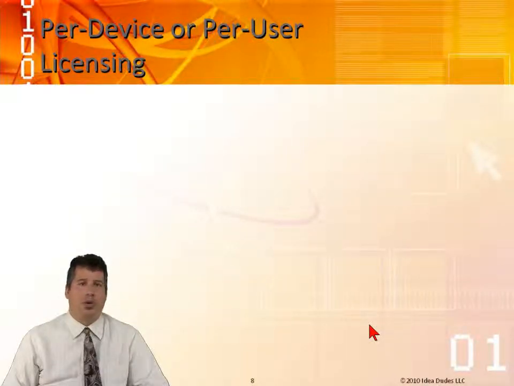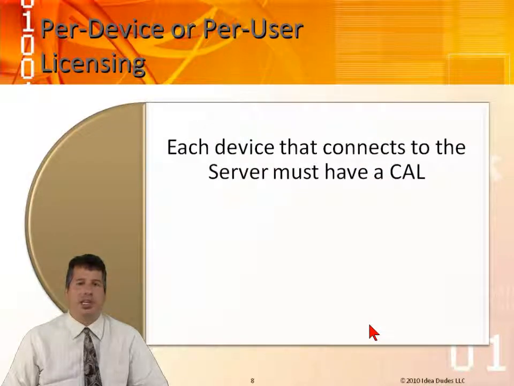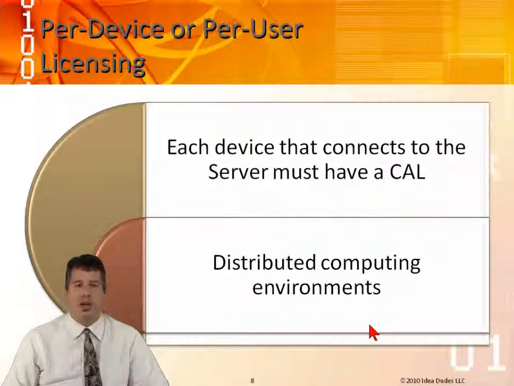So, per device or per user licensing: each device that connects to the server must have a CAL. In a distributed computing environment, we have multiple users connecting to that same machine, so you may have shifts. We may have 3,000 shift workers, but only 1,000 licenses. We can get by with that because we only have 1,000 licenses being used at a time. As soon as somebody gets off, another one can get on. That's how you can make it cost effective with licensing.